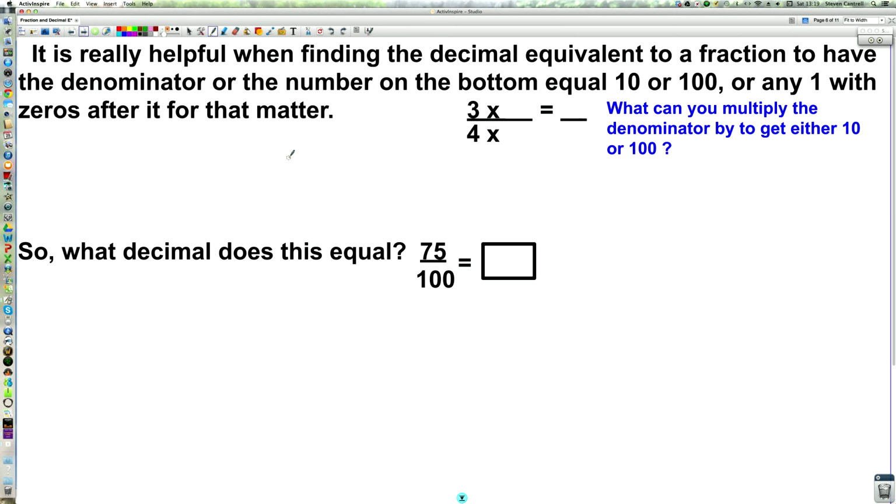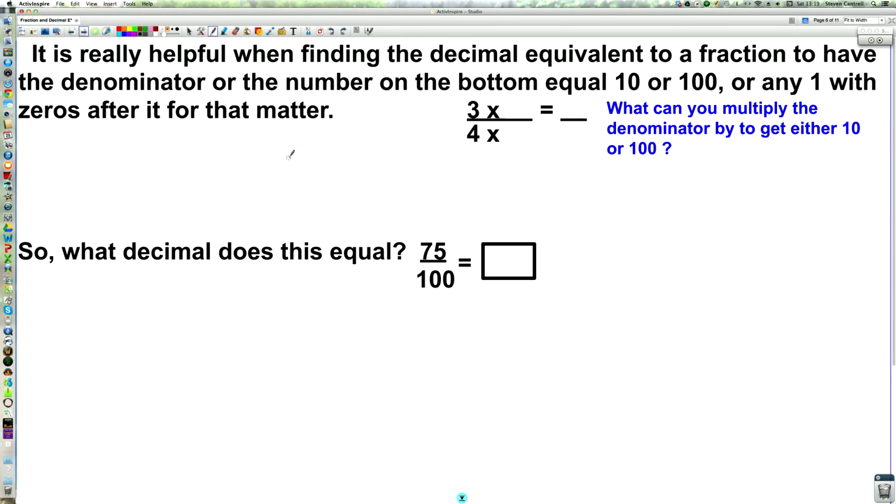Now, it's really helpful when you're finding the decimal equivalent of a fraction to have the denominator, the number on the bottom, we talked about that, equal 10 or 100, or any one with zeros, 1,000, a million. It makes it easier. It's not necessary, but if it has to go up to those really high numbers, it makes it a little bit more difficult, but it's still easier than if you don't do that.